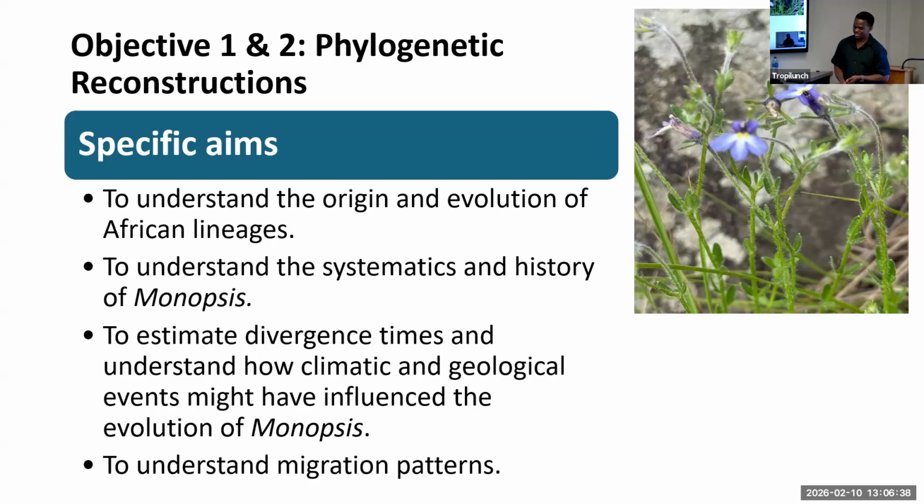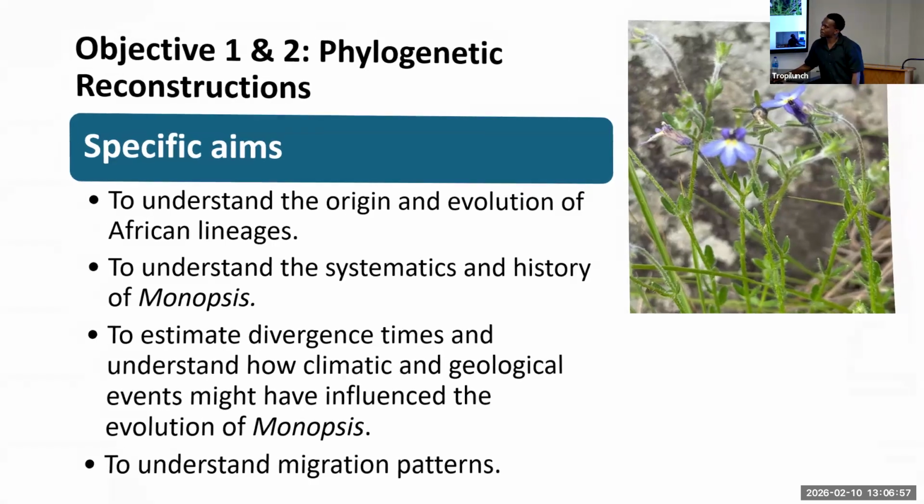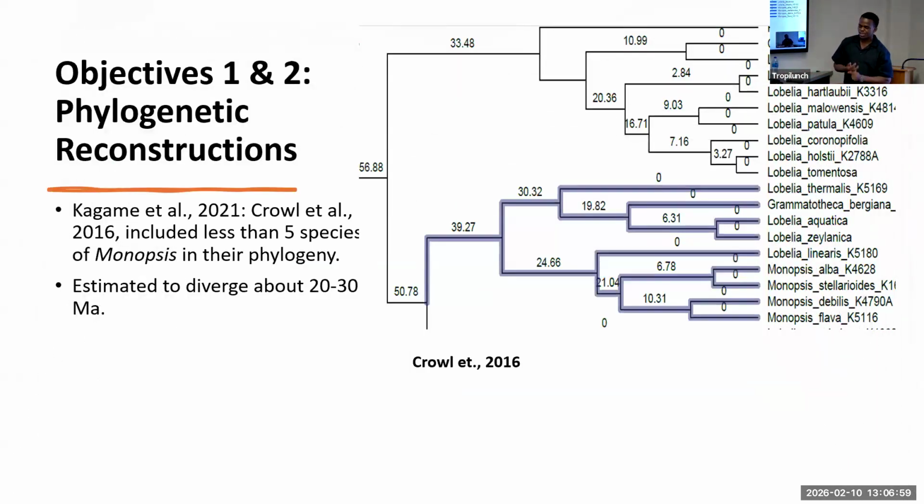And then after that, there will also be hypothesis number one, where we're going to understand the migration pattern, so that we can see if Monopsis actually originated in the tropical forest and then migrated downwards towards the Cape. Those are the specific aims of objective number one and number two. But we're not the first ones to use Monopsis.